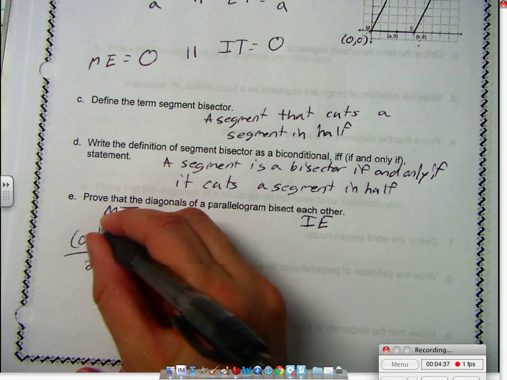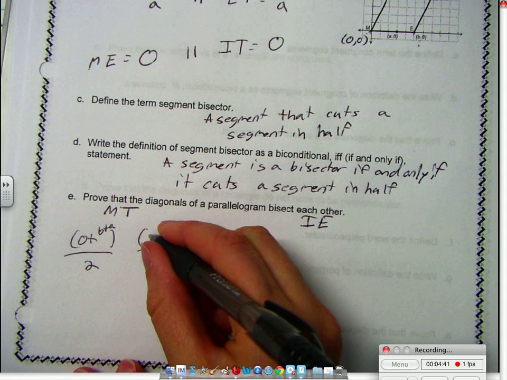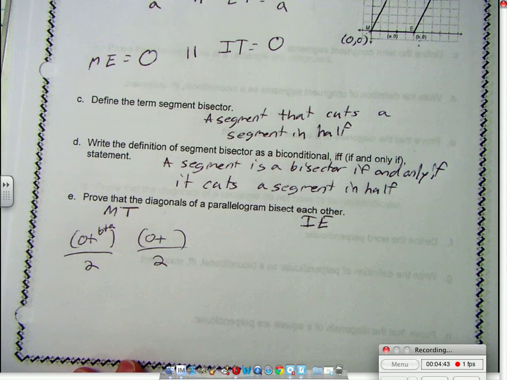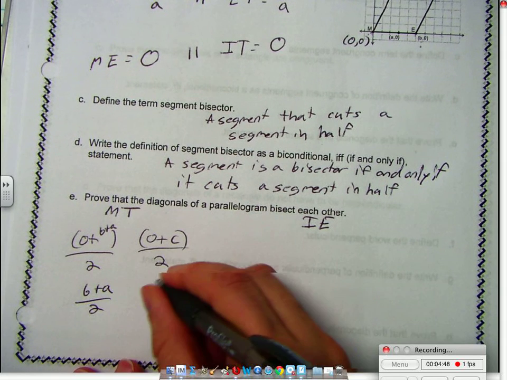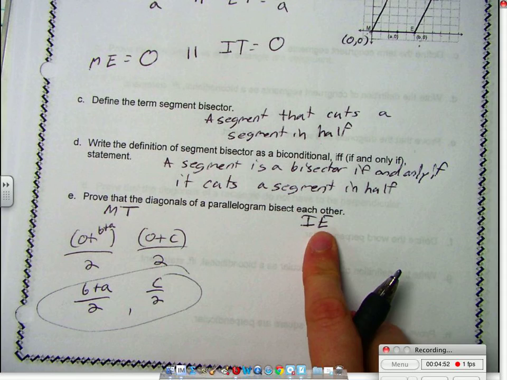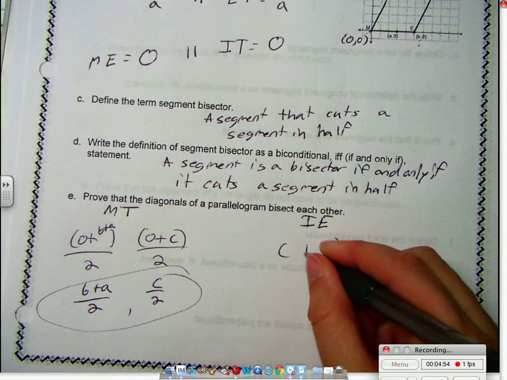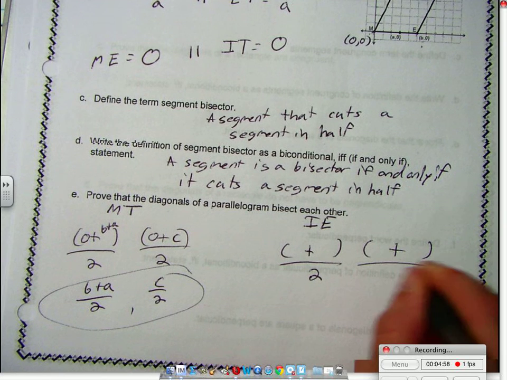B plus A, good. What is the Y value for M? What is the Y value for T? Okay, so I have B plus A over 2 and C over 2, correct? Okay, I want to see if IE is the same. I am going to add the x's together divided by 2 for IE. Add the y's together divided by 2 for IE.